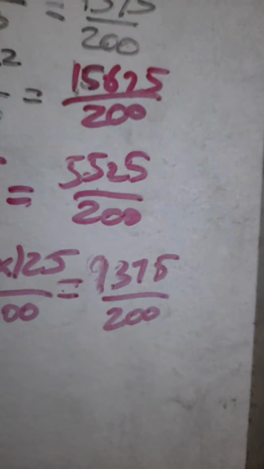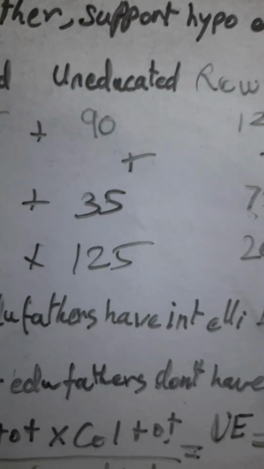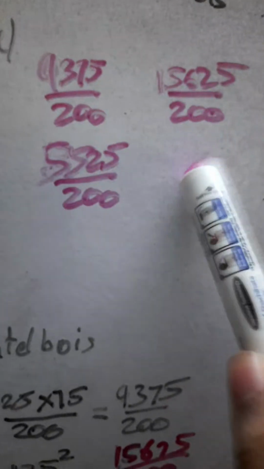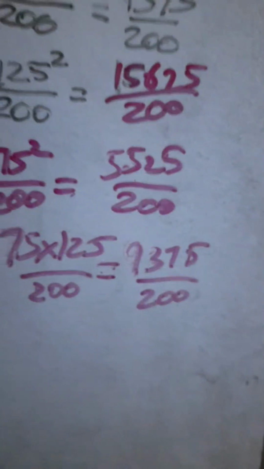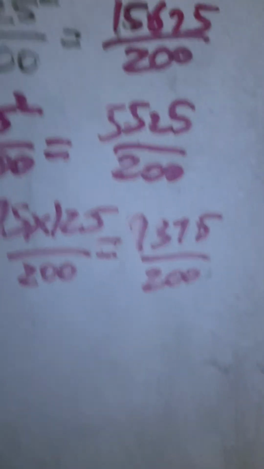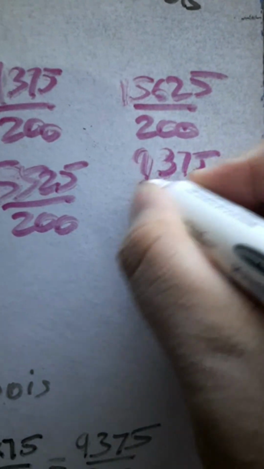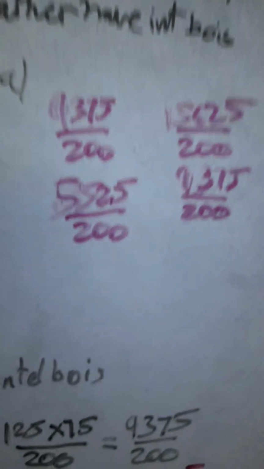Okay. Intelligent son, uneducated father. So we are talking about this element, so this element corresponds to this place here. Let's write it. 9375 by 200. So we are here.